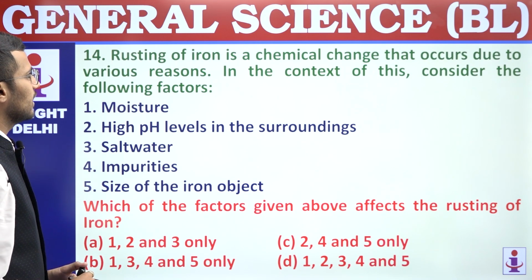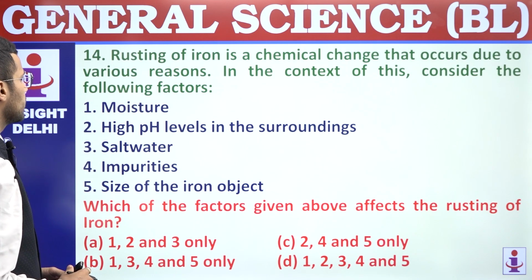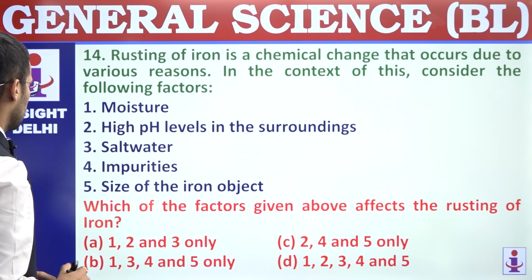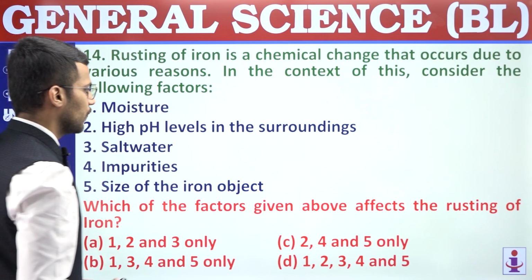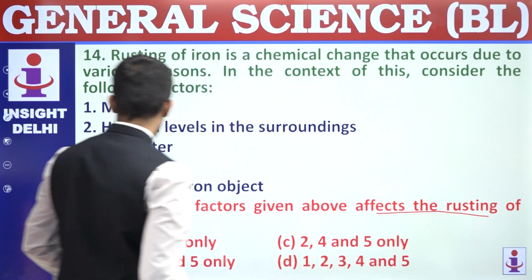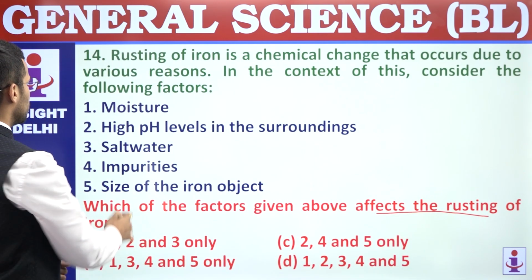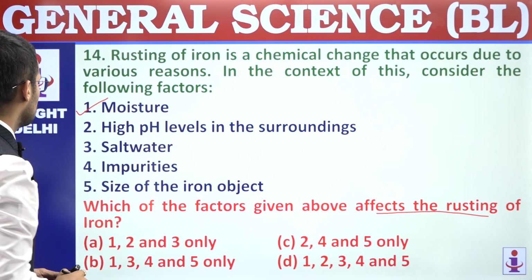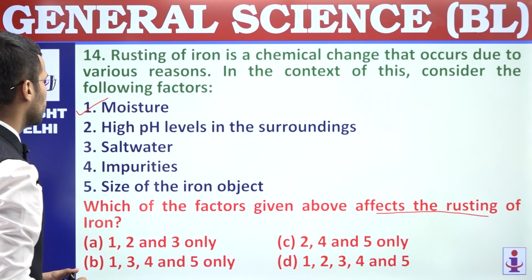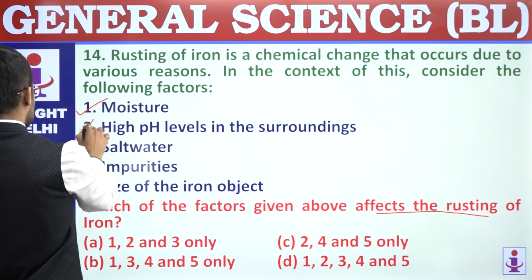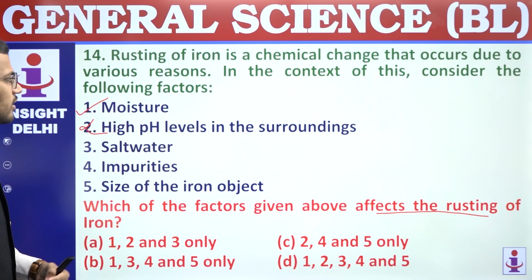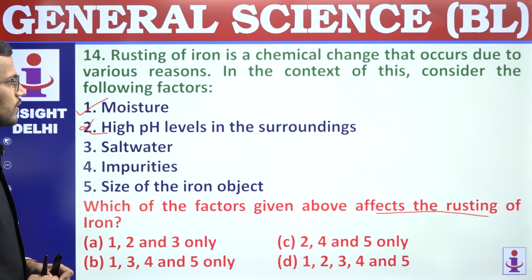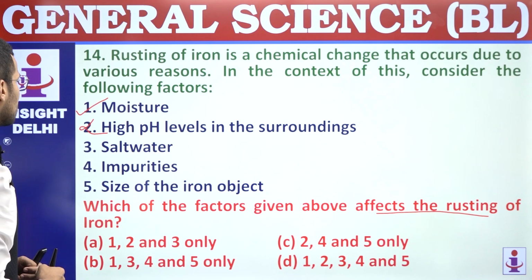Rusting of iron is a chemical change that occurs due to various reasons. In the context of this, consider the following factors. Which of the factors given above affect the rusting of iron? Right, so moisture, yes, moisture has its role in the rusting of iron. Then high pH levels in the surroundings. High pH level does not increase the rusting level, rather it restricts the rusting of iron, and that's why it is not a factor which will increase the rusting level.